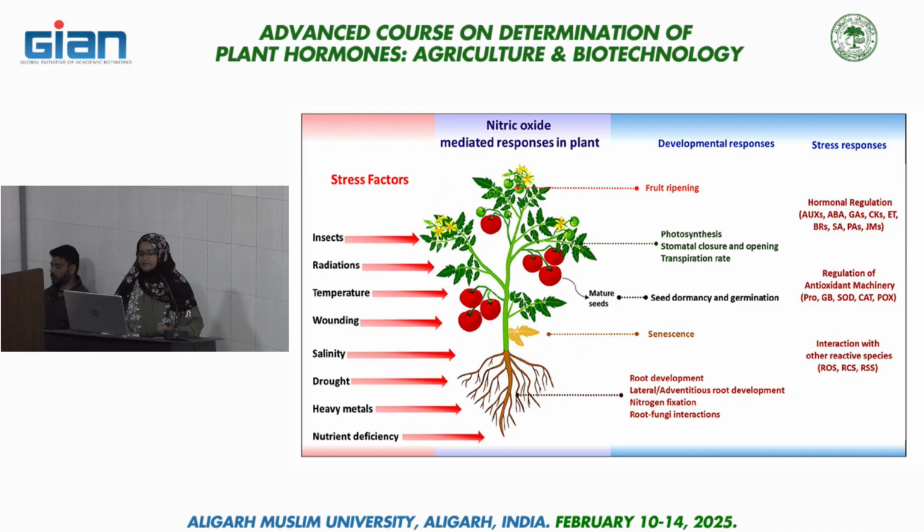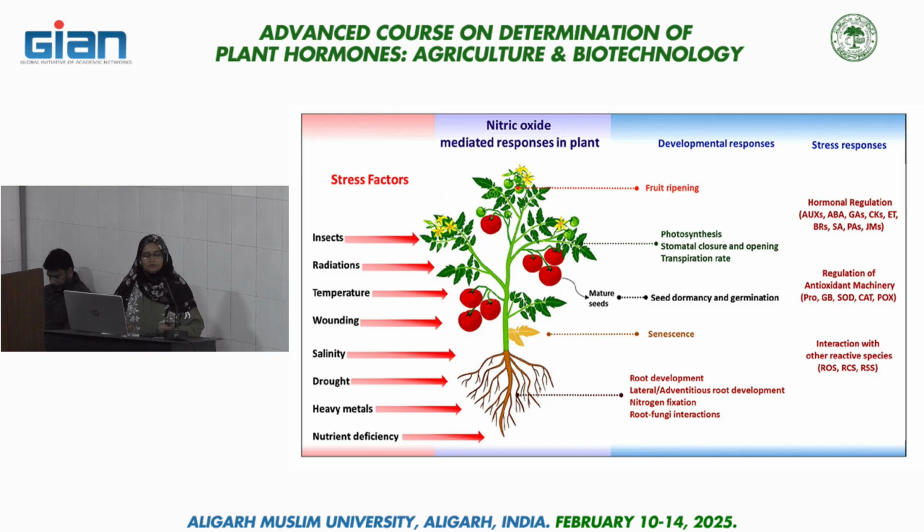So, NO delays cytokinin-induced leaf senescence by influencing the antioxidant enzyme activity. NO also interacts with gibberellic acid, as we have discussed earlier in seed germination. NO enhances GA-mediated seed germination and stem elongation by modulating the GA biosynthesis enzymes like GA3 oxidase or GA20, promoting plant growth, and NO also reduces DELLA protein stability, allowing GA to promote cell elongation.